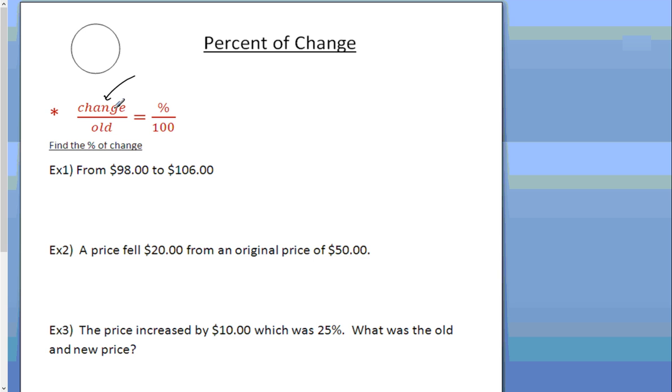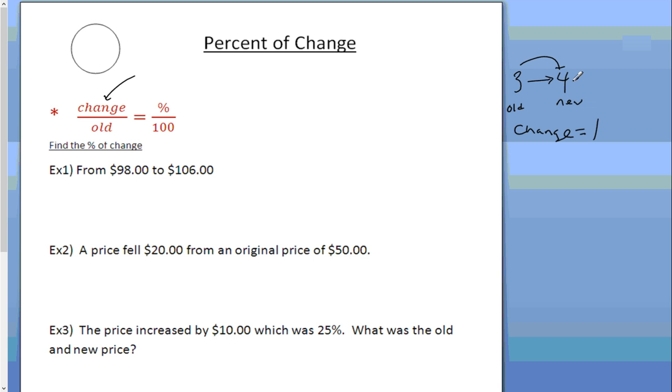What goes here is the change. Now let me explain that to you. If a price went from $3 to $4, well, the original price was $3, so this is the old price, and this is the new price. But here's my question. What's the change amount? How much did the price change by? Well, the price changed by $1 because it went from $3 to $4. So the change amount is $1.